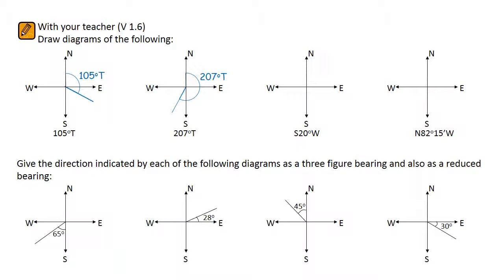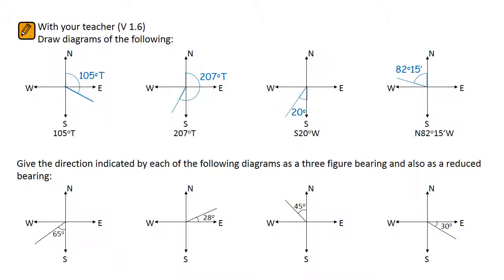The next one is a reduced bearing. From the south, rotate 20 degrees towards the west. Your bearing should look something like this. And the final one is north 82 degrees and 15 minutes towards the west. Your diagram should look something like this.